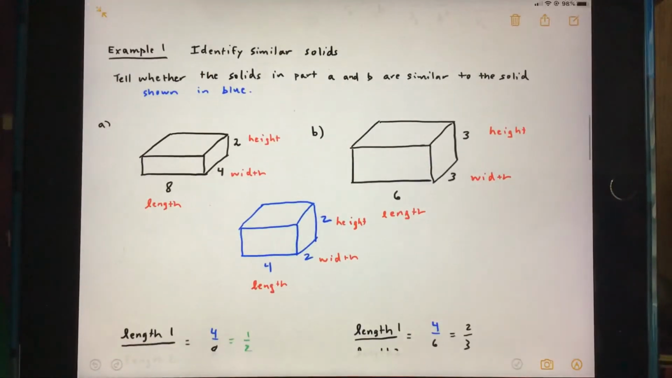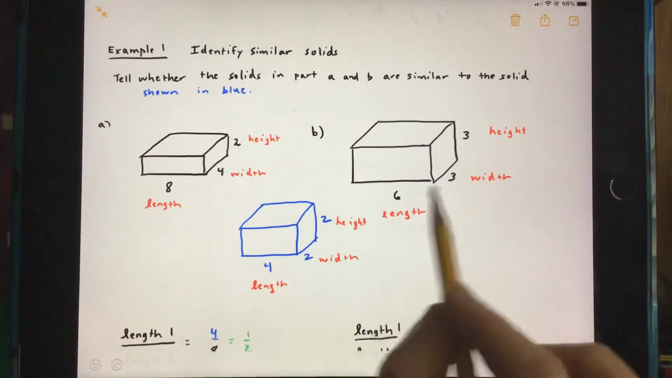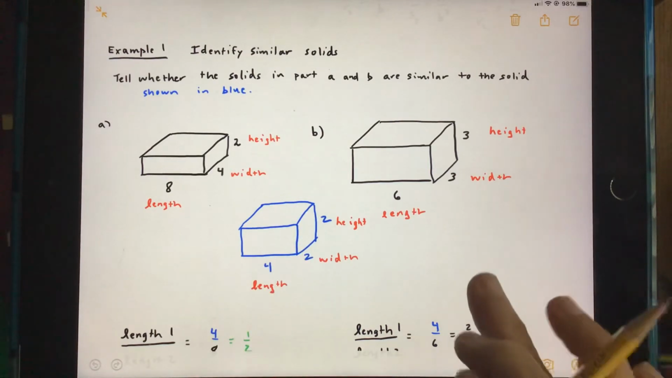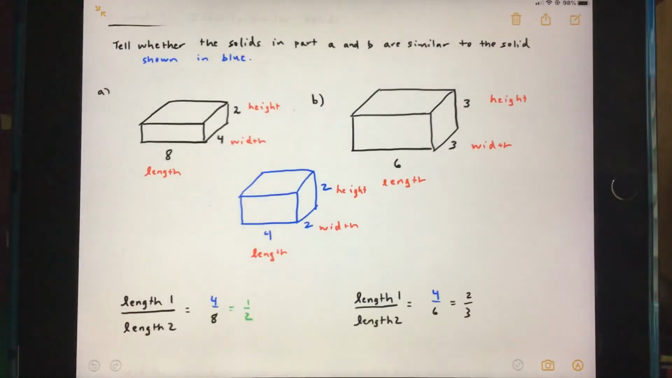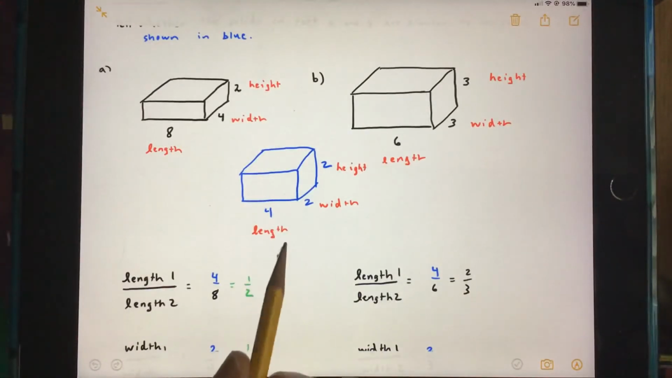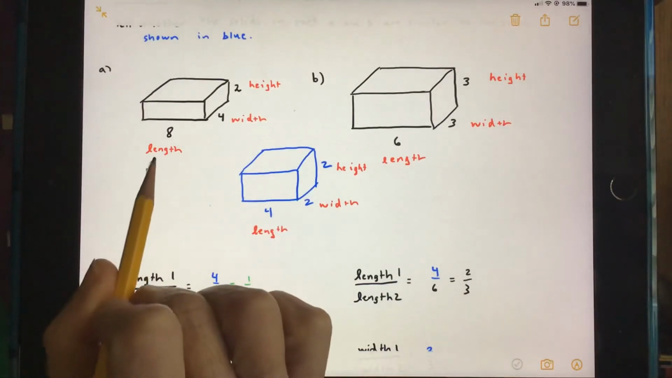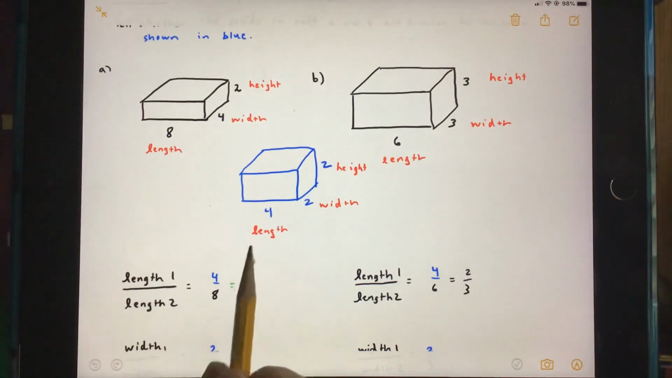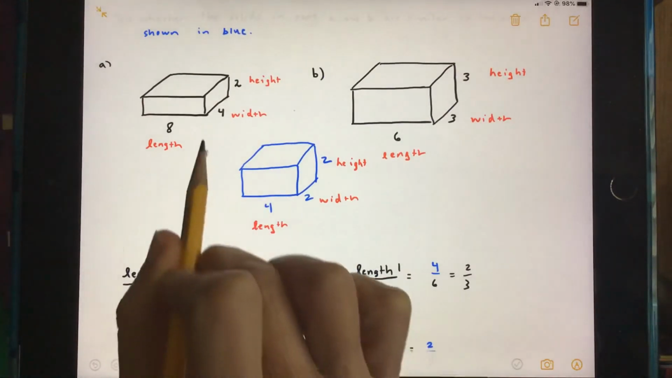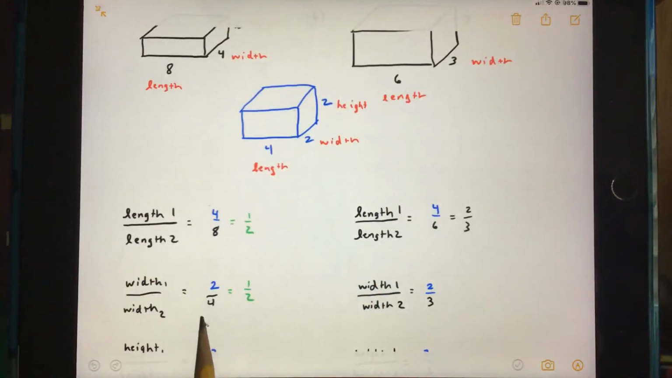Example 1, identify similar solids. Tell whether the solids in part A and part B are similar to the solid shown in blue. Okay, well, let's do the math to find out. I have gone ahead and labeled all of the lengths, widths, and heights so we know what corresponds to what. So we're going to take a look first at our length 1, our blue figure, and compare it to the length of the figure in A, and that compares 4 to 8, which reduces down to 1/2. What about their widths? Well, the widths compare 2 to 4, width 1 to width 2, which reduces to 1/2.